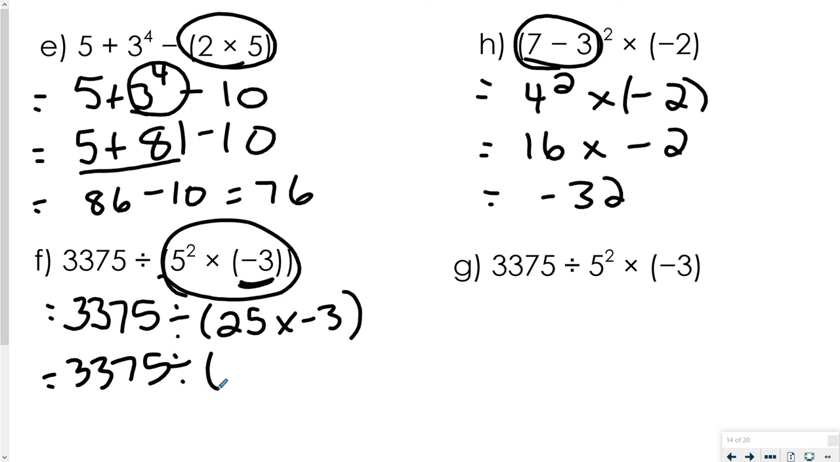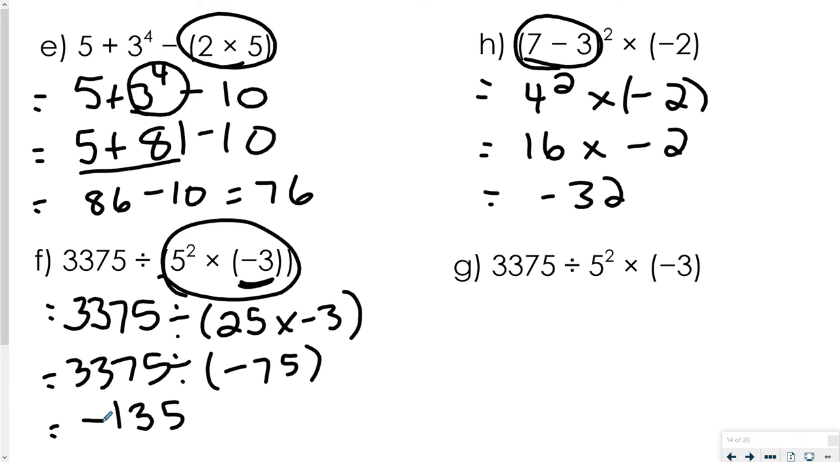3375 divided by 25 times 3. 3 25s is 75. And there's one negative, so the answer is negative. So my answer is 135. Again, there's one negative, so the answer is negative.